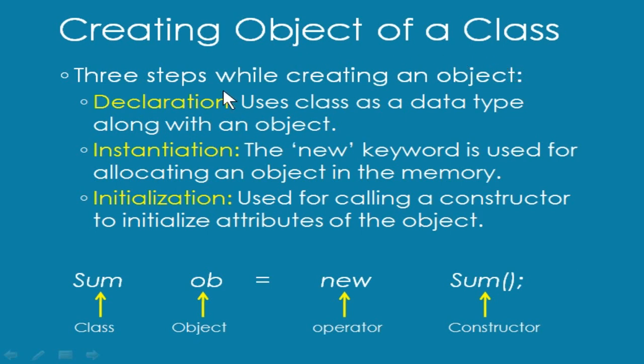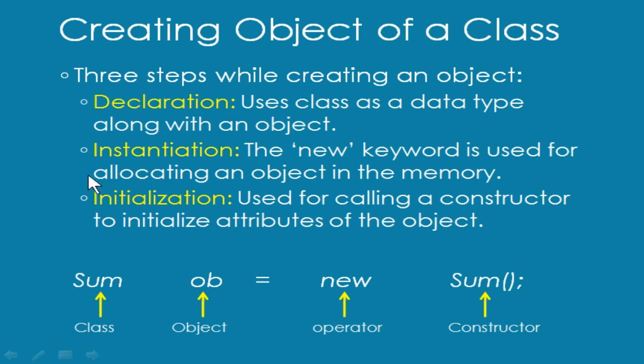Next we are going to see creating an object of a class. Three steps are there to create an object. First is declaration. It uses class as a data type along with an object. Normally when you create a variable, you will define it with a data type. Here if you want to create an object, you have to define it with a class name. You can see an example here. Sum is the class name and ob is the object. So you have to use this class name as the data type.